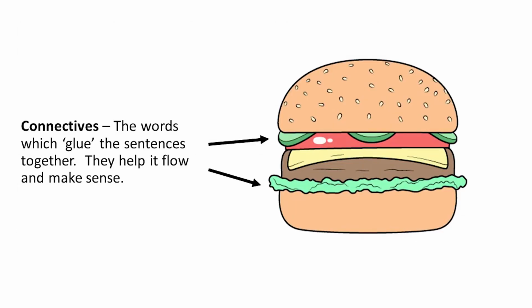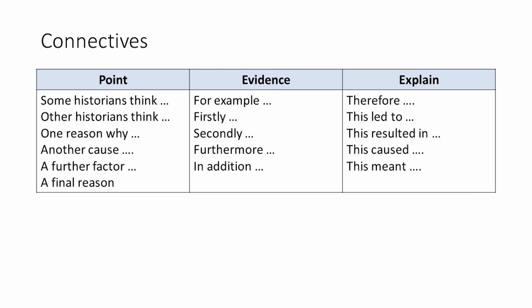Connectives. These are the words that glue the sentences together, essentially to help it flow. Just as with a burger, you get cheese, sauces, garnish and lettuce, a paragraph is going to need additional words to help it flow, to help make your argument clear. So I've given you some examples of connectives as well. Again, they're laid out in point, evidence, explain.